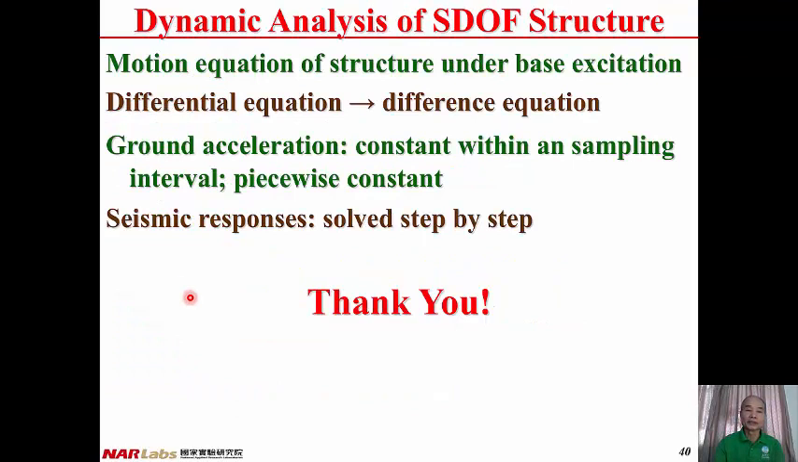In this lecture, we have derived the motion equation of the structure under base excitation, which is an ordinary differential equation. Under the assumption that the ground acceleration is constant within a sampling interval, that means constant between two consecutive sampling instances, the ground acceleration becomes a piecewise constant function. With this assumption, we can reduce the differential equation into a difference equation, so that the seismic responses, including relative displacement, relative velocity, and absolute acceleration, can be solved step by step. That's all for this lecture.